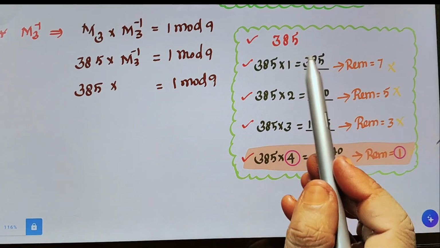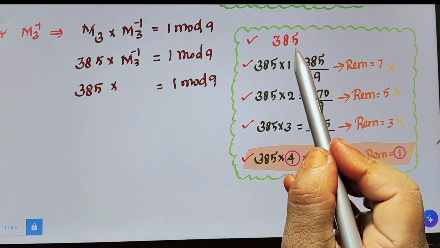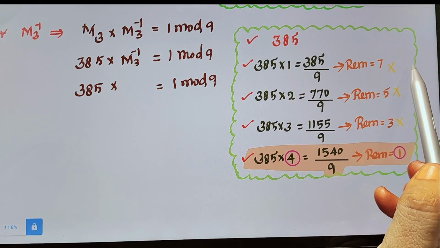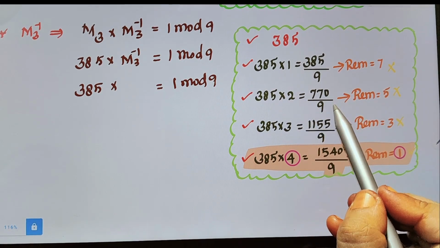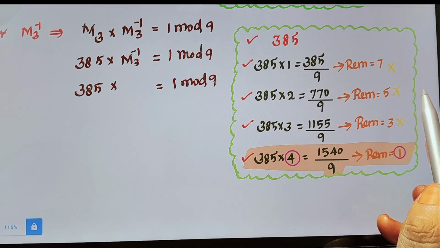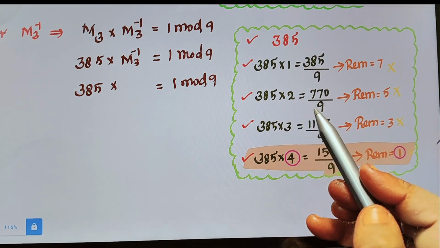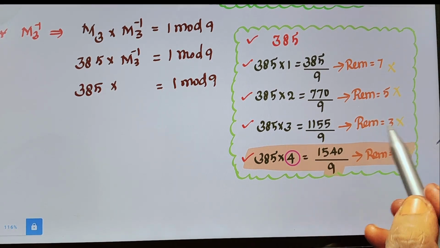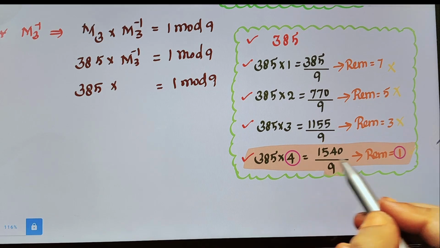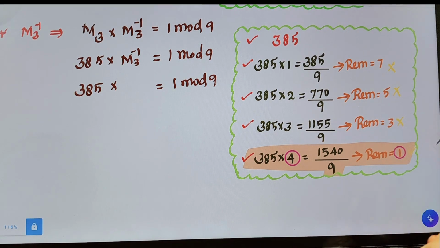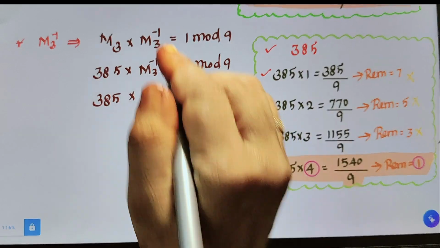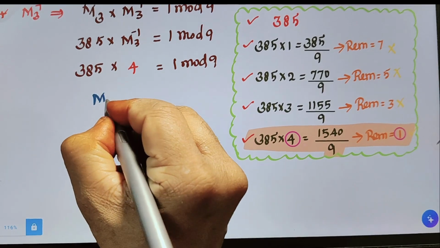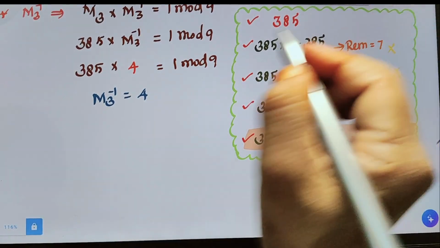See here, refer this calculation, 385. This is for capital M3. So 385 into 1, the remainder value is 7. So this is wrong. Again, you have to multiply by number 2, the remainder value 5. This is also not the number we can take. Next, multiply by 3, the remainder value is 3. So this is also wrong. Then multiply by 4, and the remainder value is 1. This is the exact value of M3 inverse. So M3 inverse value is number 4. Then write the respective values: M3 inverse equal to 4.